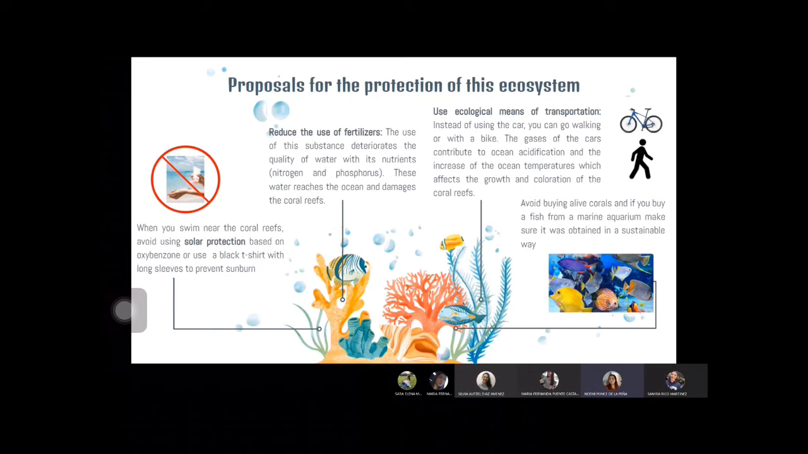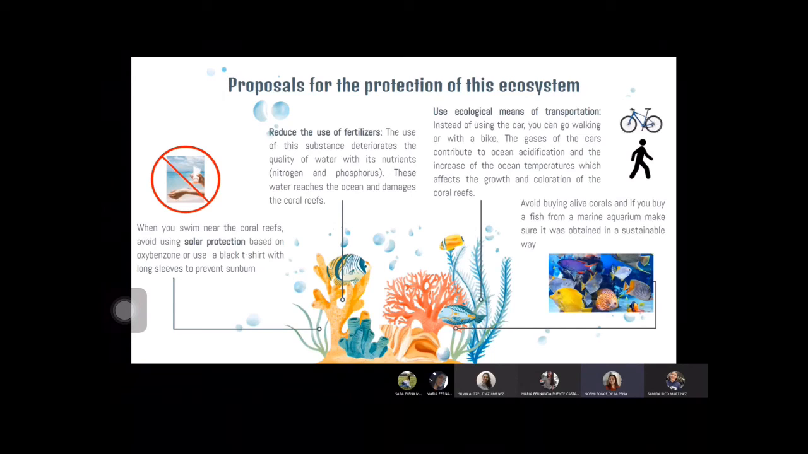So, what we can do to take care of this ecosystem is, when you swim near the coral reefs, avoid using sunscreen based on oxybenzone or use a black t-shirt with long sleeves to prevent sunburn. Another thing that is proposed is to reduce the use of fertilizers. The use of this substance deteriorates the quality of water with its nutrients, which are nitrogen and phosphorus. This water reaches the ocean and damages the coral reefs.